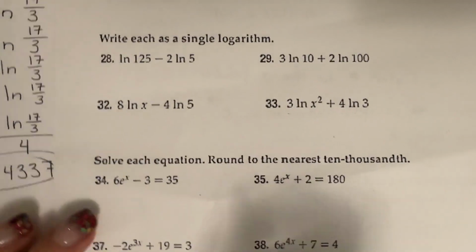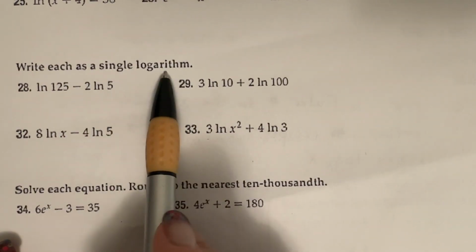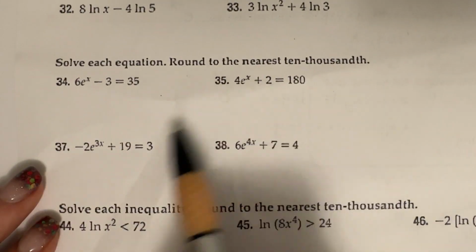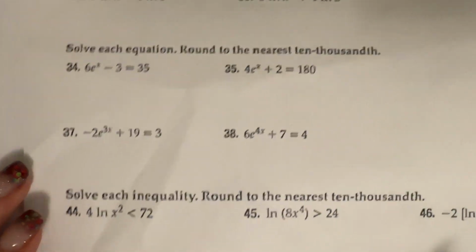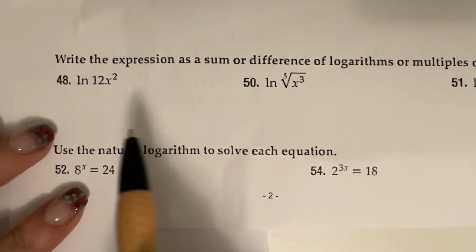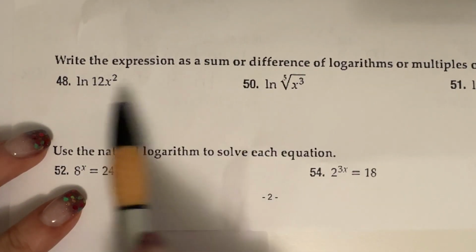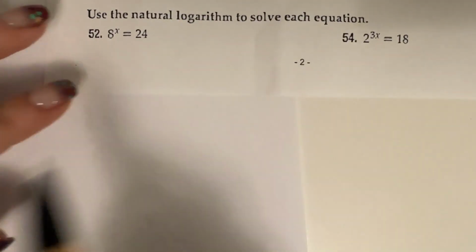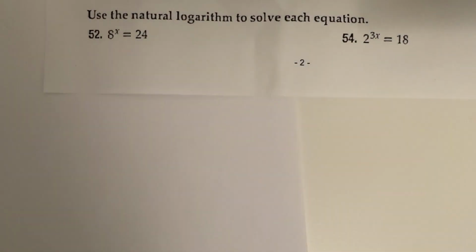If you slide on down, this says write as a single log, so it's condensing. Then you've got just a few solving problems. You've got 2 of those to do, and 1 inequality to do. Then this one is write as a sum or difference, which means to expand. And then finally, solve this using natural logs. Natural logs and logs work the same way, but one's base e and the other one's base 10. So try taking the natural log of both sides of the equation.